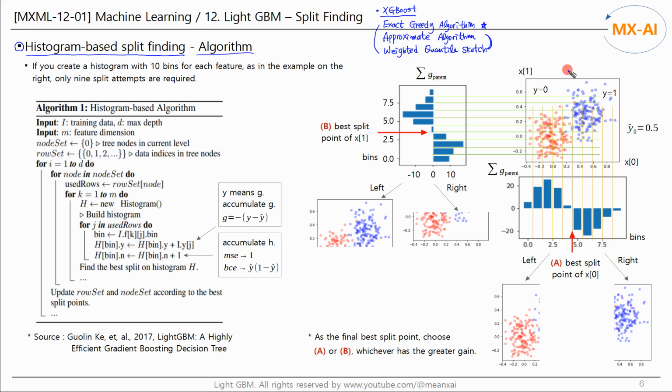Let's look at the data on the right. There are two features, x0 and x1, and the target y is either 0 or 1. This is the root node. We want to split this node into left and right nodes using histogram.